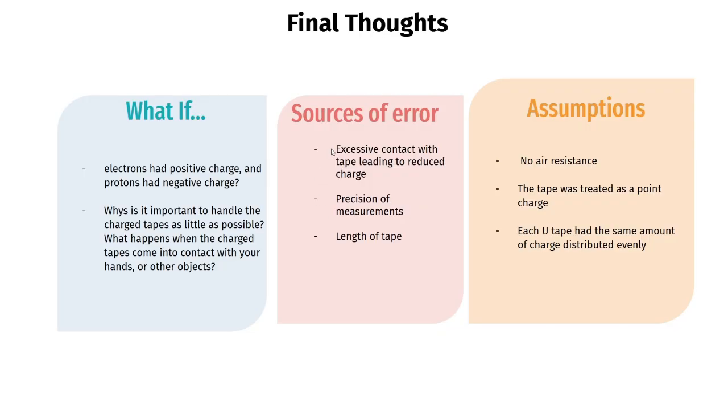So some sources of error we could have encountered were the excessive contact with tape, which would lead to reduced charge, the precision of our measurements as we use inches, and we had to convert, and the length of the tape. Now, if electrons had positive charge and protons had negative charge, we would be looking at a deficiency of electrons, and our tape would be charged negatively. And it's important to avoid touching the tape to minimize the charge loss from dispersion.